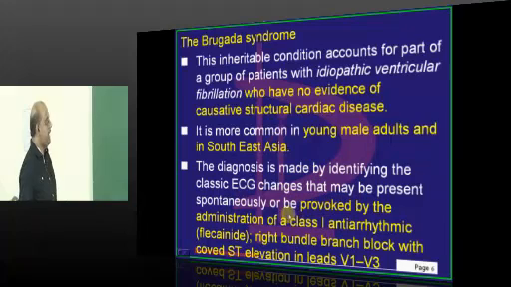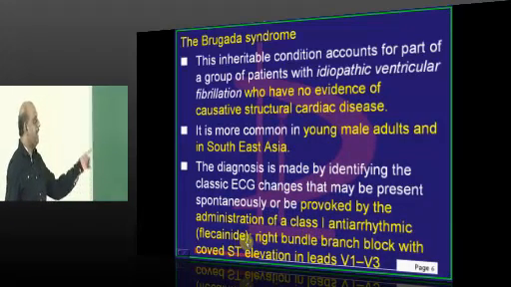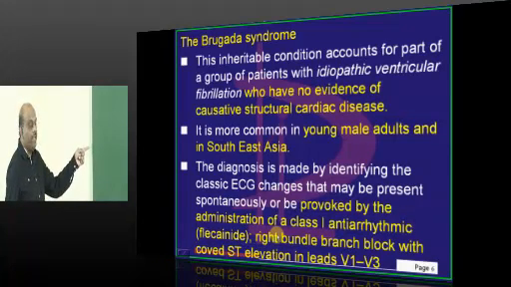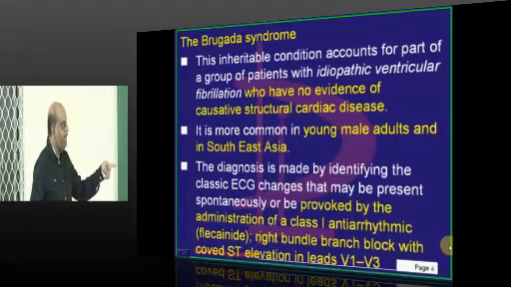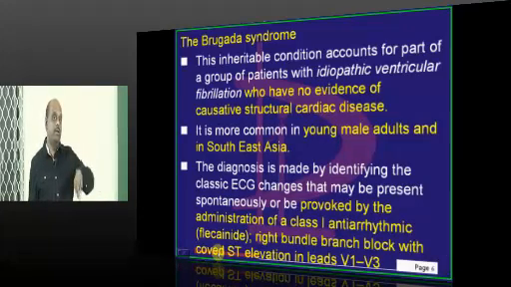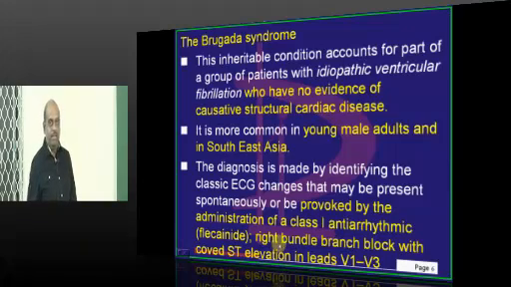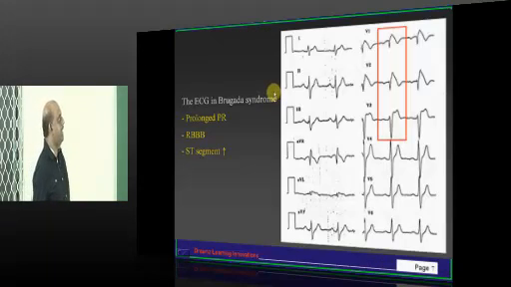And how do you diagnose it? Typically, if you give a class 1 antiarrhythmic like flecainide, it will initiate a right bundle branch block with a coving ST elevation in V1 to V3. If you give flecainide, that's how you recognize Brugada syndrome, which is a cause of idiopathic ventricular fibrillation in India.